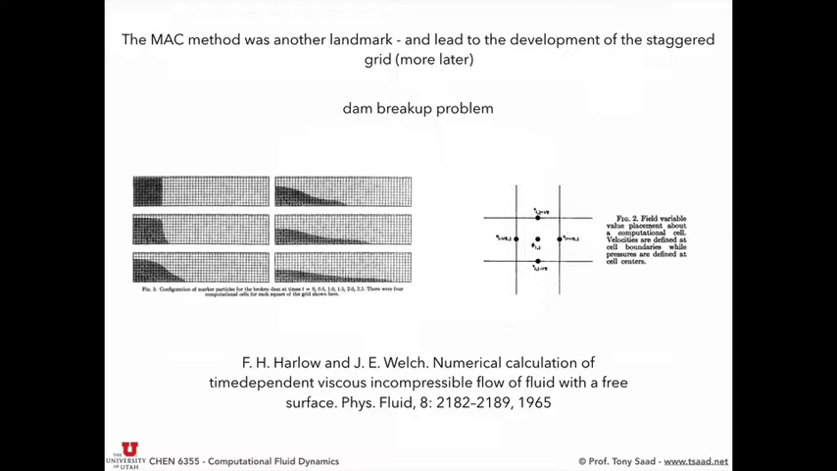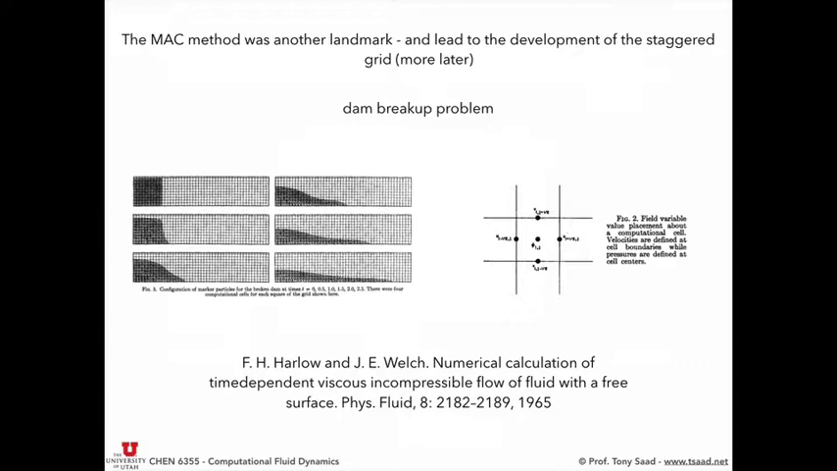But what survived from the marker and cell method is this grid, what we call the staggered grid. And we're going to learn why this grid is so important for computational fluid dynamics. It essentially tells you that you have to place different quantities at different locations on a grid for you to be able to get a consistent solution.